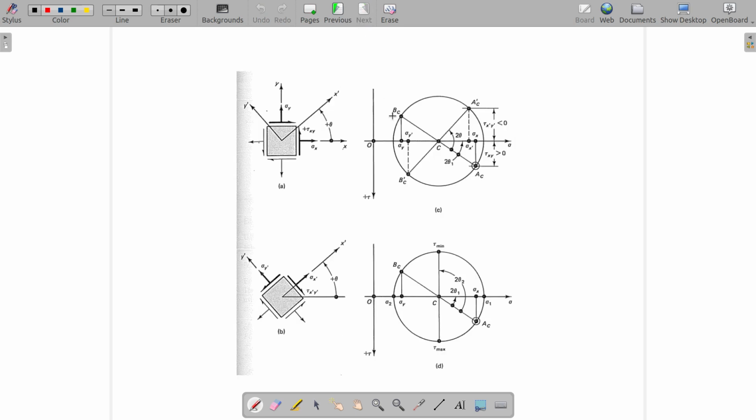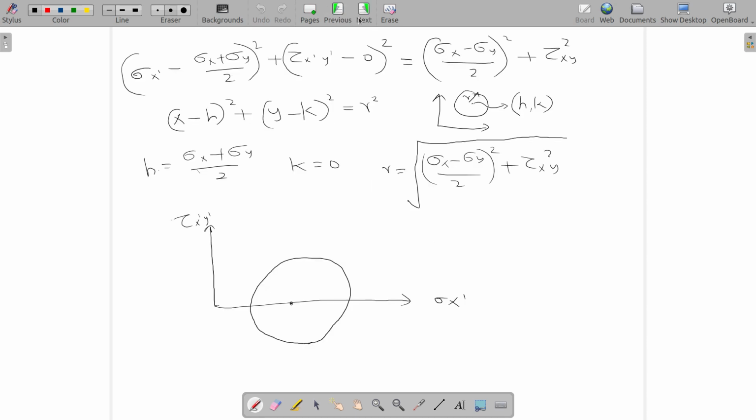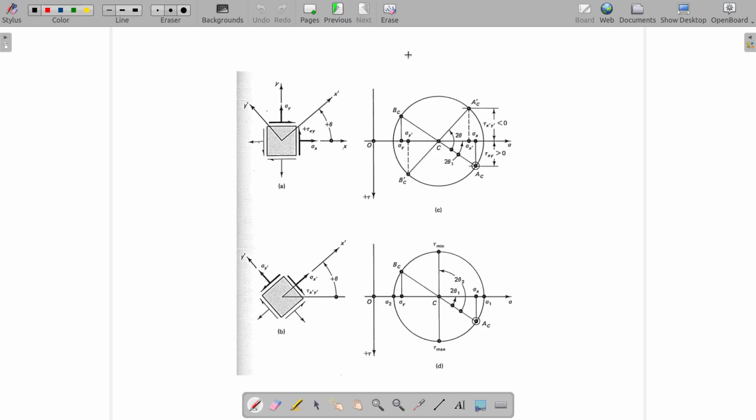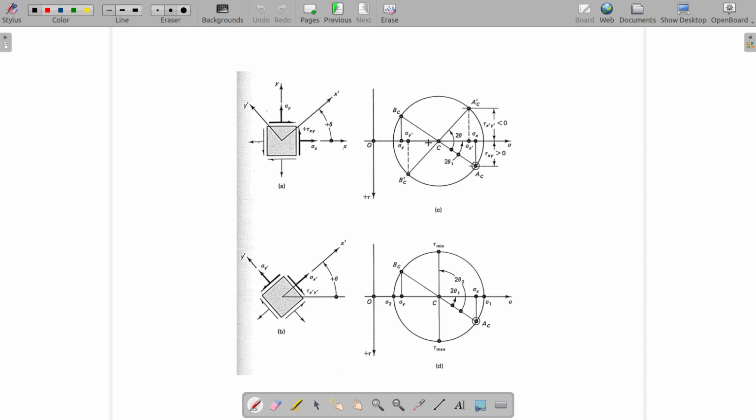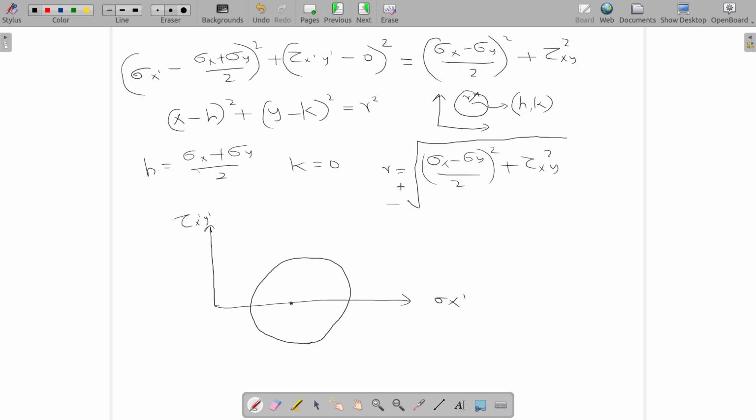So that's again comparable with this part. That is true for any diameter. Whichever theta you take, you will always get the center as the sum of these normal stresses divided by 2. So that makes sense. Now the y coordinate is 0, that is also true here, which you already know. Now let's go to the radius part.